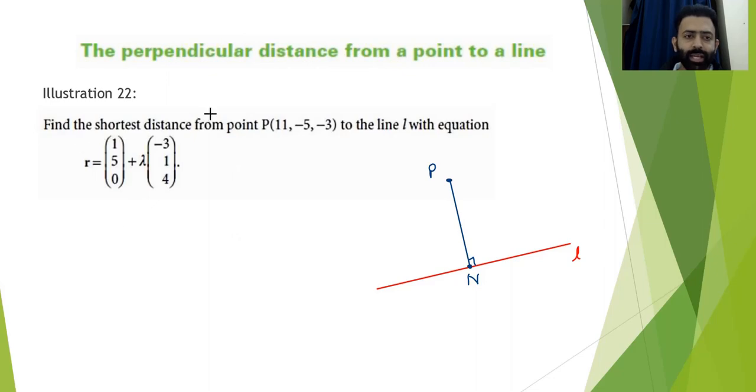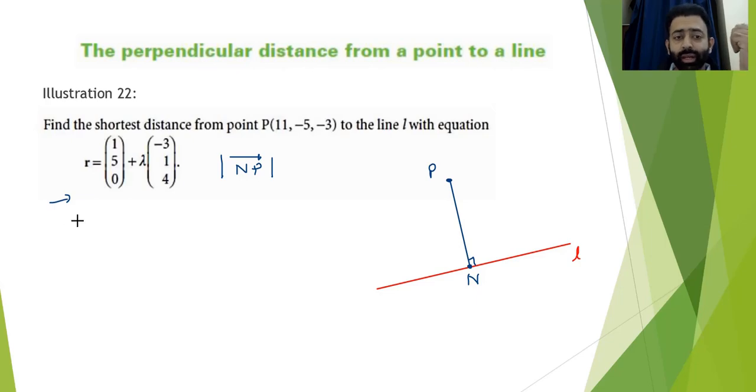What we have to find is the vector NP and its magnitude, since we are interested in finding the distance. How can we apply the concept we have already learned? Since the line L and its equation are given, any point lying on this line will have the position vector given by the equation of the straight line. That is the meaning of the vector equation of a line: it gives the position vector of any point lying on this straight line.